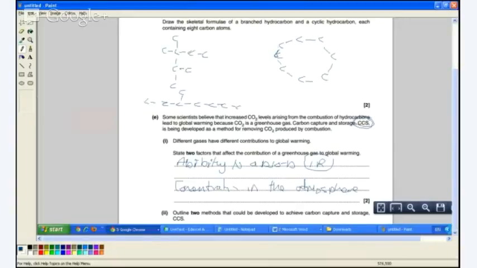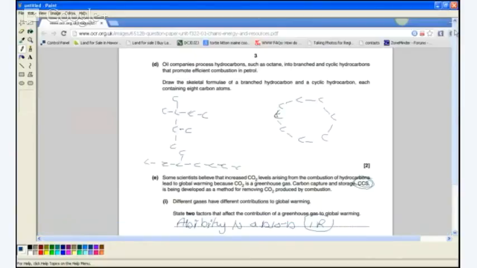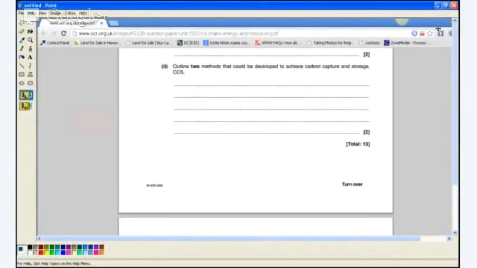Now let's get to the next question. I'll print screen that. Let's scroll back up to here. Okay, so I'm going to paste that in. This is part 2 to E. Outline 2 methods that could be developed to achieve carbon capture and storage. So 2 methods. All right.